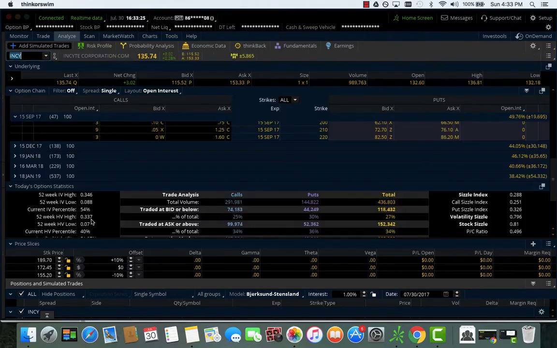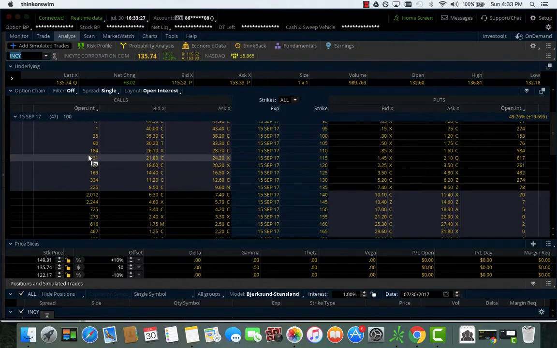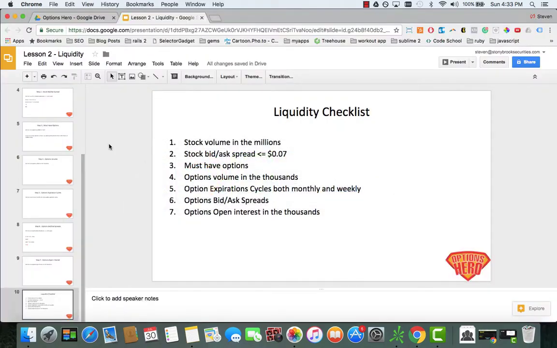And the way they do that is by having a lot of contracts out there. Again, if we look at INSEE, on the other hand, we only see 2 strikes that are in the thousands. That is nothing. Clearly, no institutions are involved here. They really don't care. There isn't a lot of demand for this. So again, here's your checklist. Let's go through it one more time.